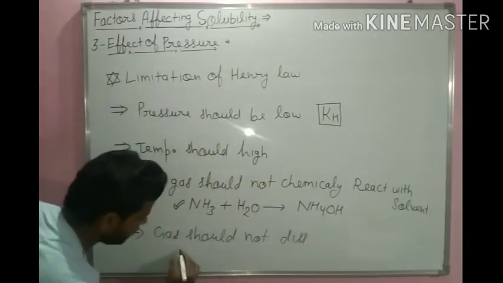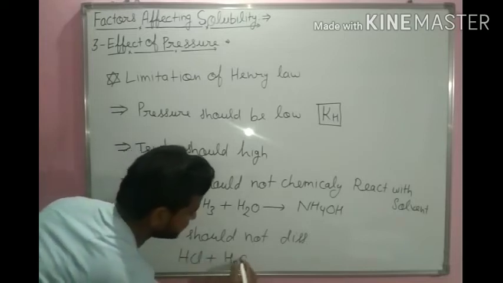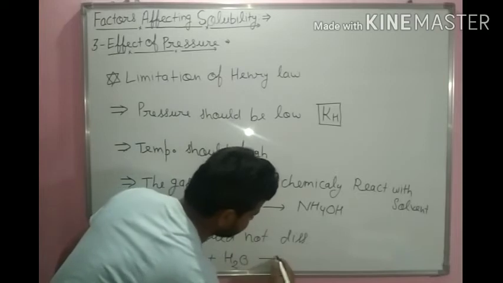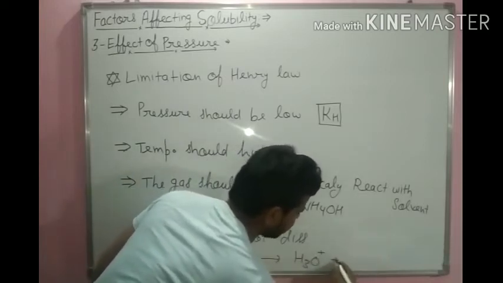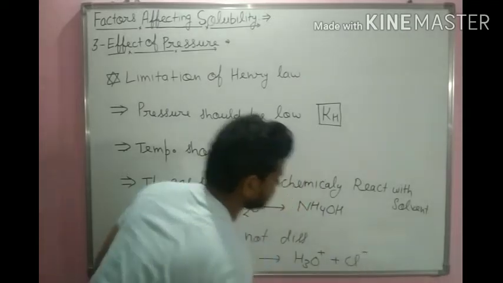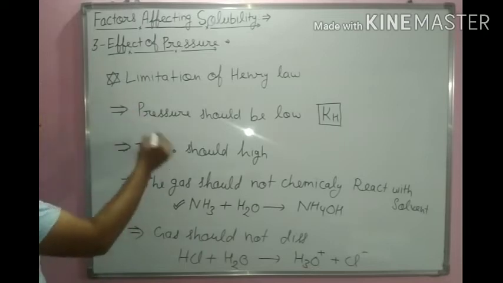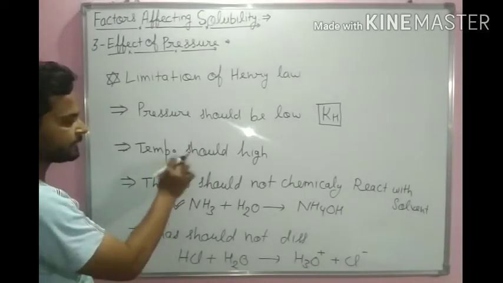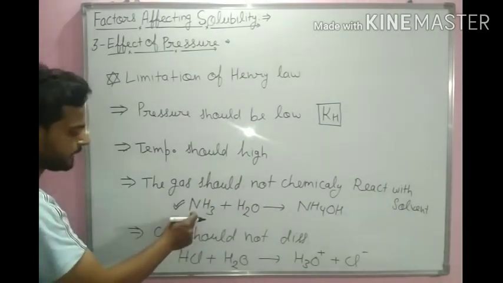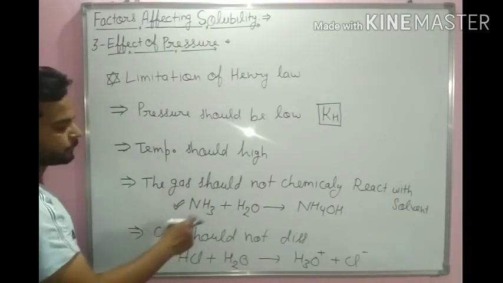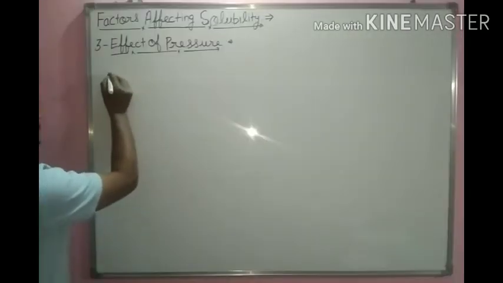Means when HCl is added to water, it gives hydronium ion and chloride ion. So these are the four limitations of Henry law. Pressure should be low, temperature should be high, gas should not chemically react with solvent, and finally gas should not dissociate in solvent. Application.